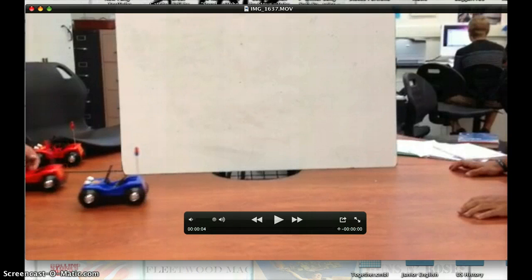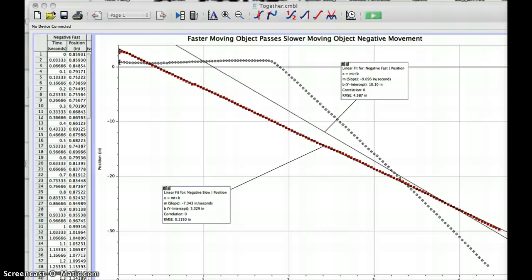So through this video we put it into Tracker. Through Tracker we get data points, and with those data points we input them into Logger Pro and we get this graph right here. So here we have the slower object being represented by this red line, and the faster object being represented by this black line, or cluster of dots.